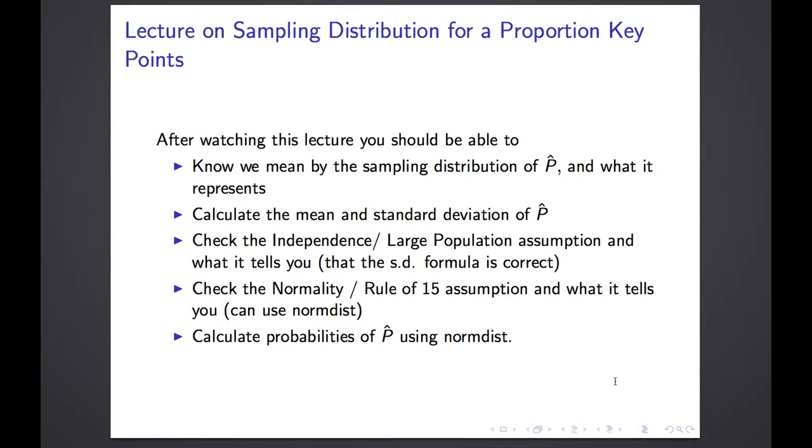You should be able to check all three assumptions. Simple random sample is straightforward. You should be able to check the large population assumption, that the population is at least 20 times the sample size, and know that means that the standard deviation formula is then legitimate. You should be able to check the normality rule of 15 assumption, that n times p and n times 1 minus p are both at least 15, which tells you that it's a normal distribution. And finally, you should be able to calculate probabilities of p hat using norm dist.